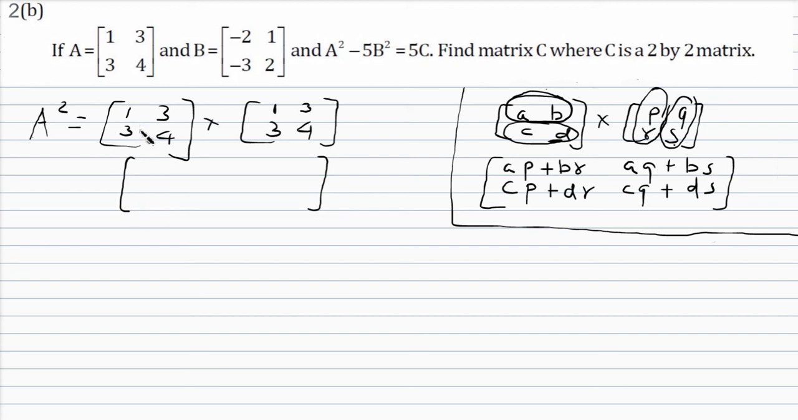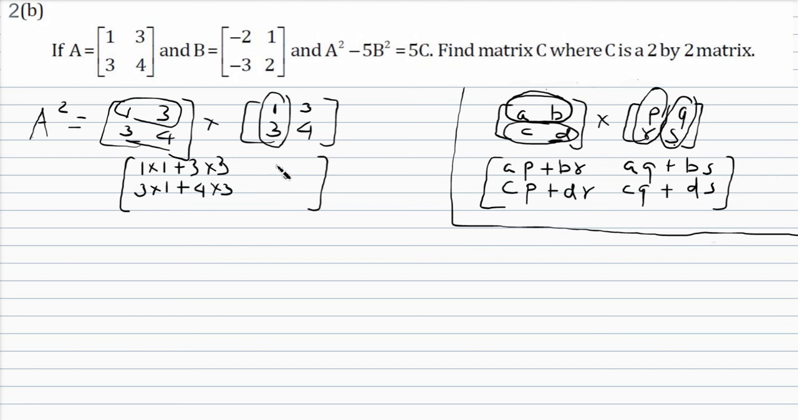So this is the first row. First we'll multiply the first row into the first column, that is nothing but 1 into 1 plus 3 into 3. As you see, 1 into 1 plus 3 into 3. Now we come to the second row, but the first column. So we'll be multiplying the second row again into the first column. So that will be 3 into 1 plus 4 into 3.